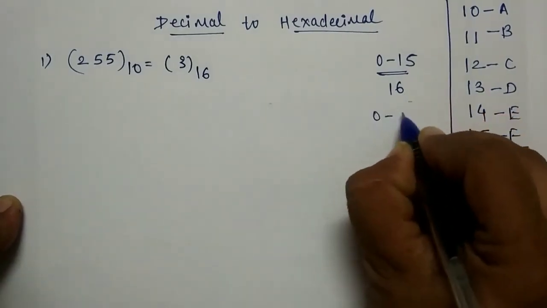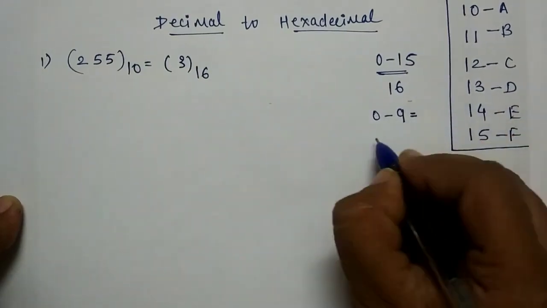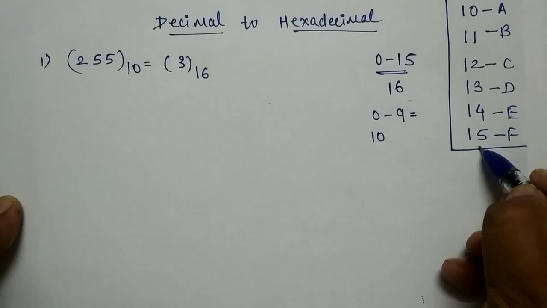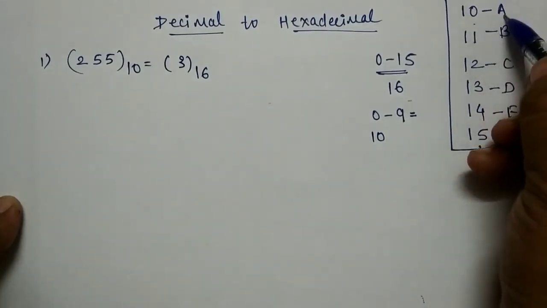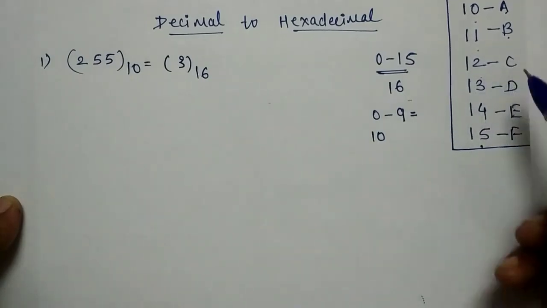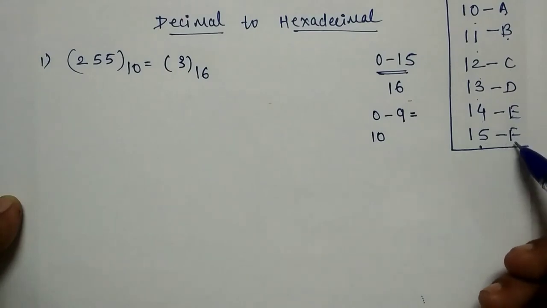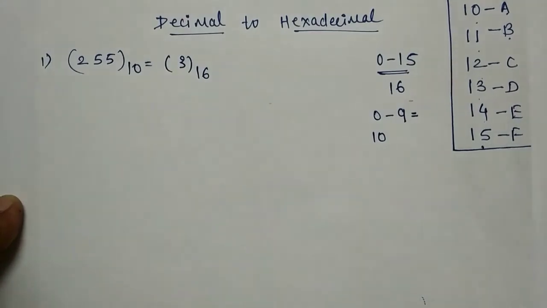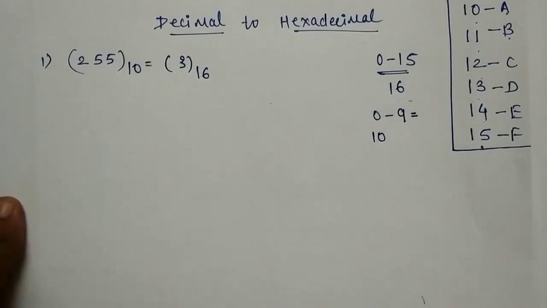So 0 to 9 we can write easily. After that, for 10 to 15 there is a notation. 10 is nothing but A, 11 is nothing but B, 12 is nothing but C, 13 is nothing but D, 14 is nothing but E, and 15 is nothing but F. Okay. Now we'll see how we can convert a decimal number into the hexadecimal number system.